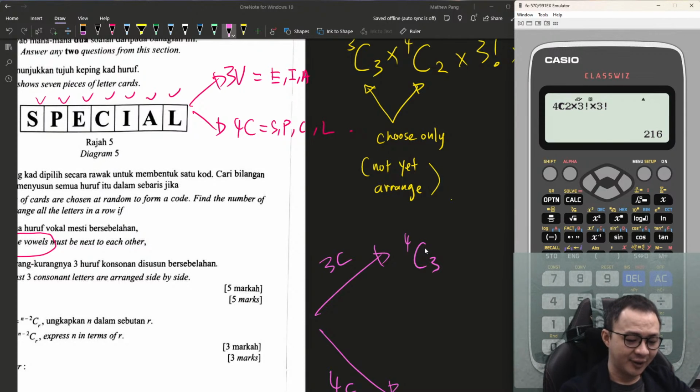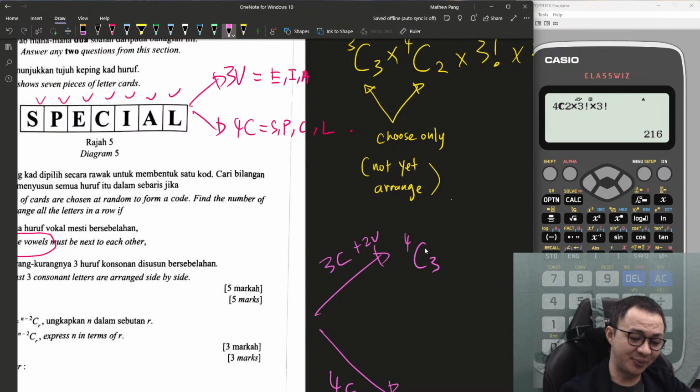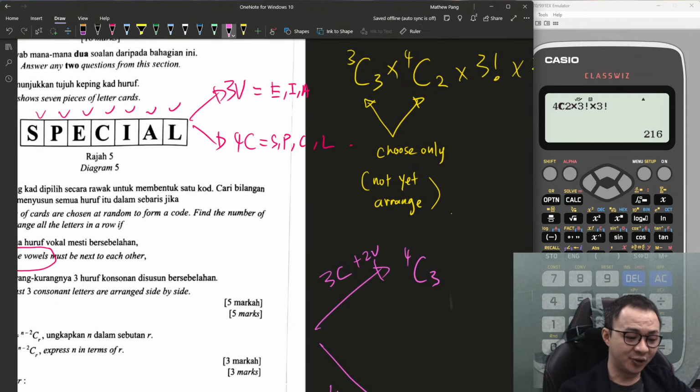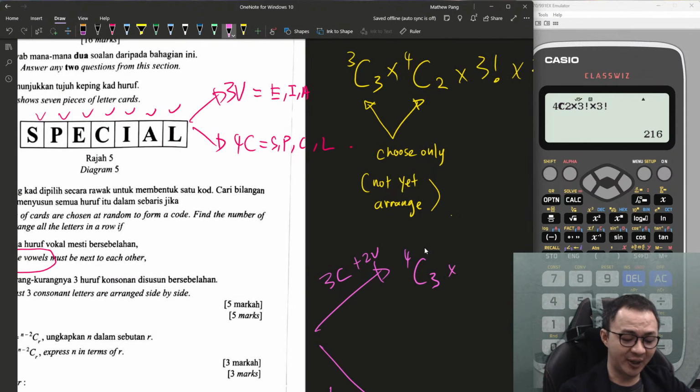Then that means I need 2 more vowel, isn't it? Because must be 5 cards, right? So must be 2 vowel. So this one must add with vowels to get the 5 cards, right? So I have 3 vowel, multiply, right? I have 3 vowel, I will choose 2 vowel. Okay, here I choose, so ugly my words. Here I choose 3 consonant. Here I choose 2 vowel.